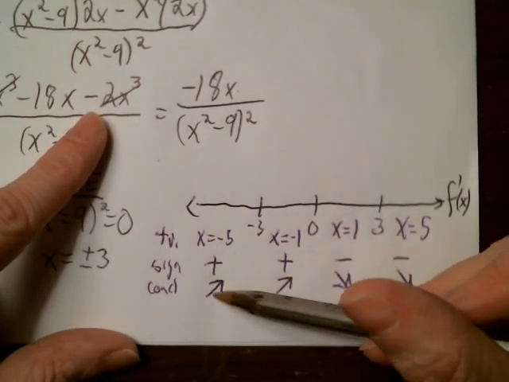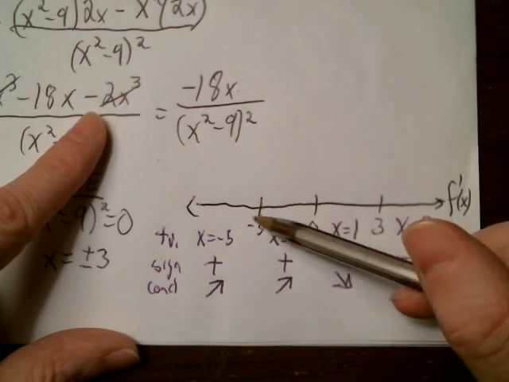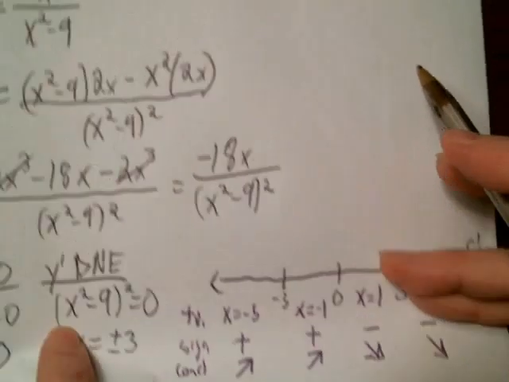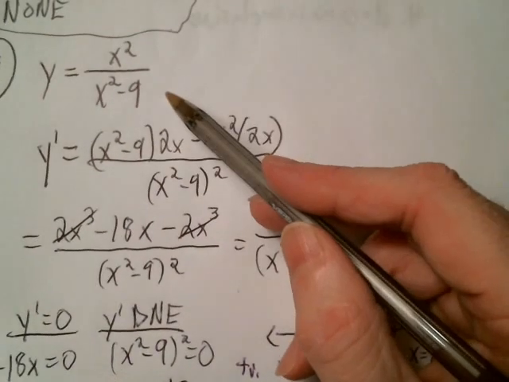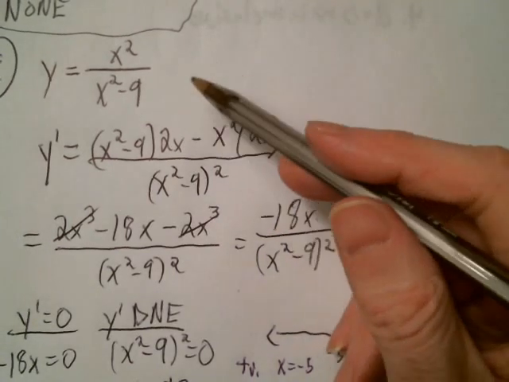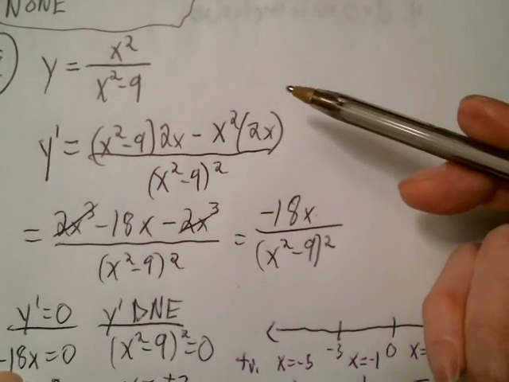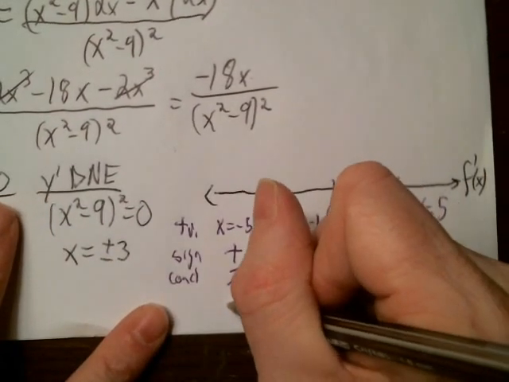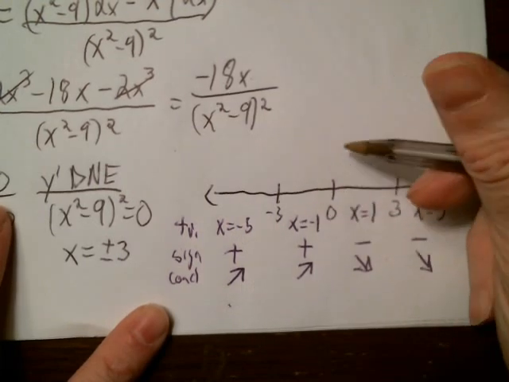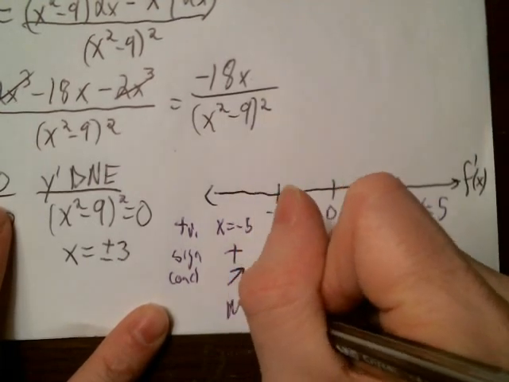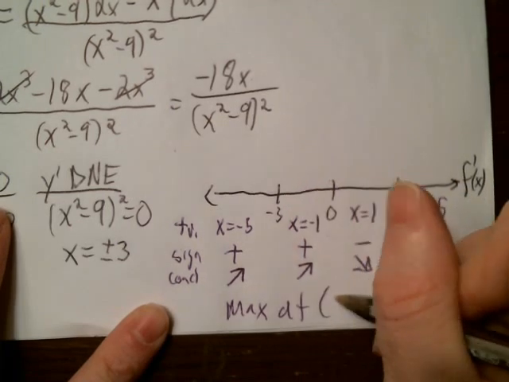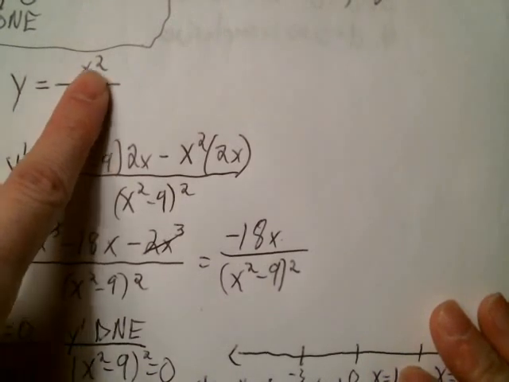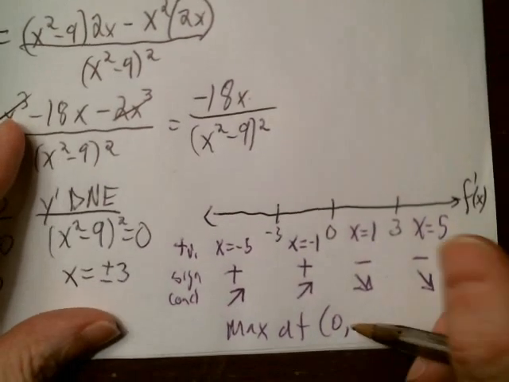Whenever you have the direction going the same around a critical number or a potential critical number, there's no max or min there. I mean, truthfully, if you look back at the original function, it's not even defined at 3 or -3. So there's nothing there to be a max or min. There seems to be a maximum because it's going up and then down, so there's a hill there. There's a relative max at (0, ...), and you plug 0 into the original function here. You'll have 0 over -9, which is 0.